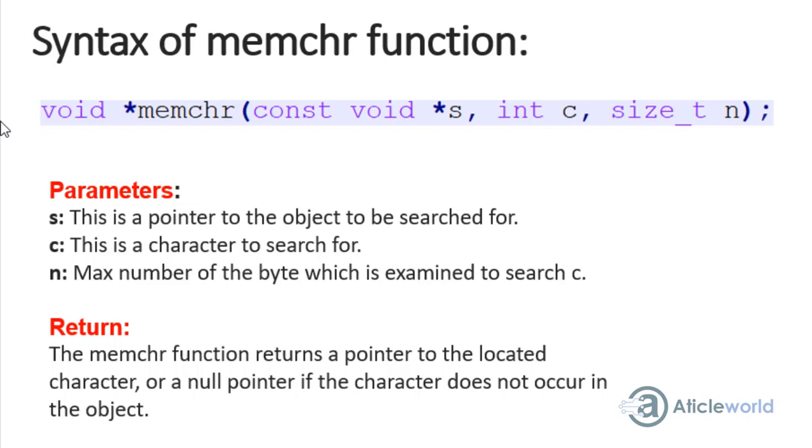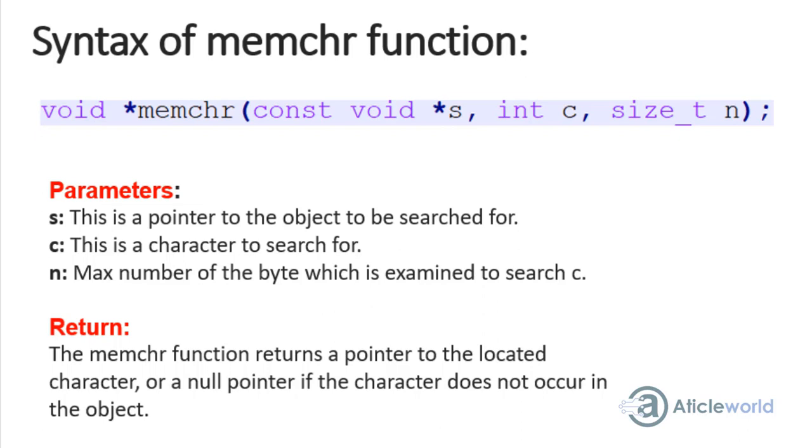The memchr function takes three parameters. The first parameter is an object in which you want to search the character, and the second parameter is a character which you want to find, and the third parameter is the maximum number of bytes which will be searched in the source object. If the memchr function finds the character C in the source object S, then it will return the address of the first occurrence of C character.